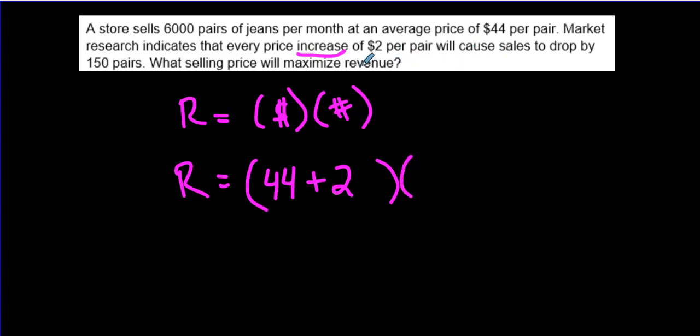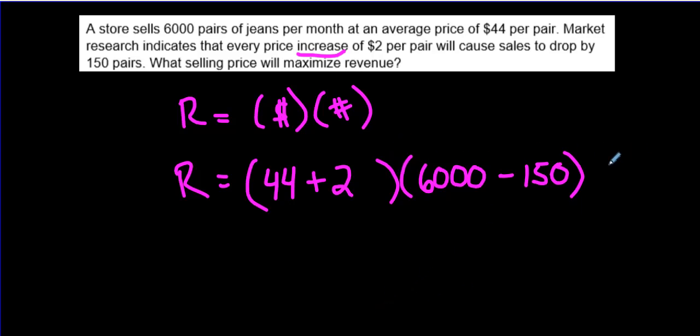Leave a little space because we're going to put probably an X there a little while from now. And then over here is how many you sell. Sales will drop by 150 pairs. That's terrible. Okay. 6,000 pairs of jeans are sold if they sell them for $44. Sorry, I had to read that again up there. If you sell them for $2 more, you lose 150 pairs.